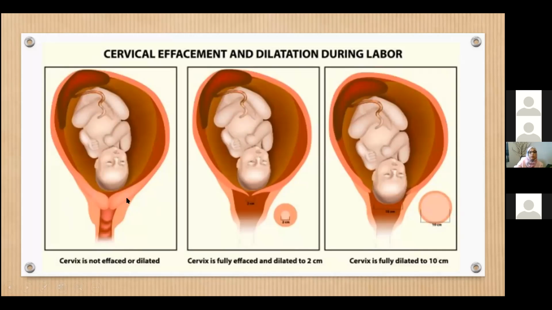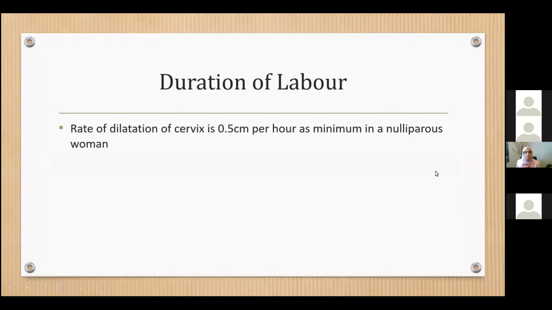Again, in this picture also, this is not effaced because it has got the full length of the cervix here. And this is effaced. See how thin it becomes and how more and more it becomes taken up or part of the uterus. And over here, when you will see, where is the cervix? There isn't any because the whole cervix has been taken up and fully dilated to 10 centimeters to allow the baby's head to come down.